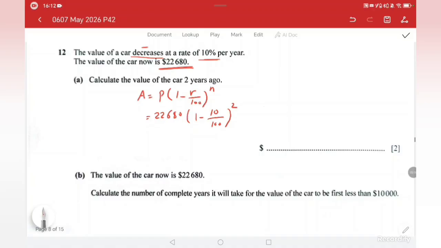So 0.9 squared times 22,680. So the answer should be A equals 18,370.8 dollars. So this is the value after 2 years. We have a formula and we substitute in the formula. Okay. Next one.